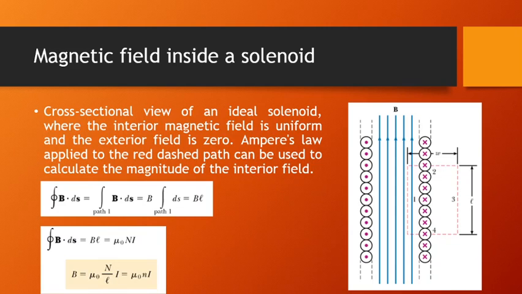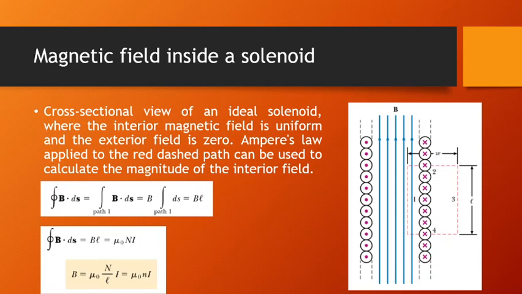Cross-sectional view of an ideal solenoid, where the interior magnetic field is uniform and the exterior field is zero. Ampere's law applied to the red dashed path can be used to calculate the magnitude of the interior field. So the integral of vector B dot ds is equal to the integral over path 1 of B dot ds, equal to B times the integral over path 1 of ds, and it is equal to BL.